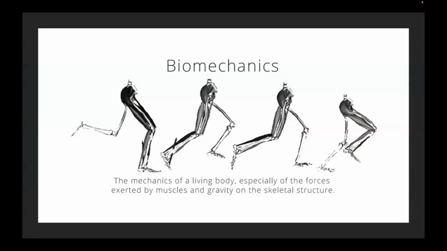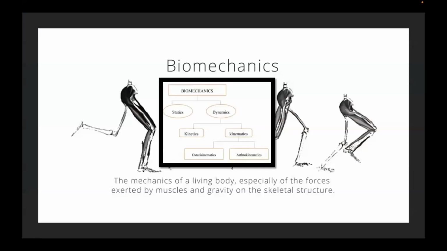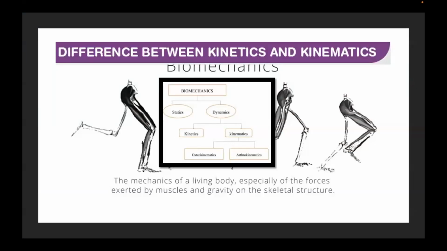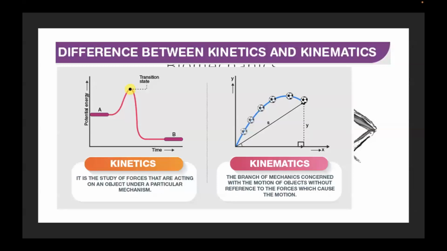So, biomechanics is the mechanics of a living body, especially of the forces exerted by the muscles and gravity on the skeletal structure. Biomechanics can be classified into statics and dynamics. Dynamics can be further classified into kinetics and kinematics, and kinematics is classified into osteokinematics and arthrokinematics. Now what is the difference between kinetics and kinematics? Kinetics is the study of forces acting on an object under a particular mechanism, while kinematics is a branch of mechanics concerned with the motion of objects without reference to the forces which cause the motion.